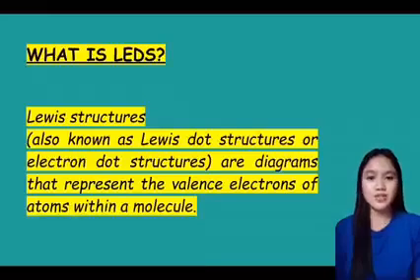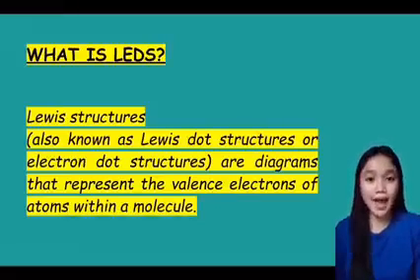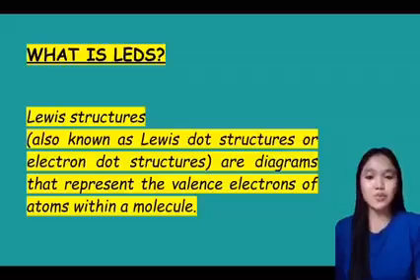Lewis dot structure is a diagram that represents balanced electrons of an atom within a molecule. It allows us to know how it will bond and how many bonds it will form. Lewis dot structure helps us to visualize the shape of a molecule and its chemical properties.